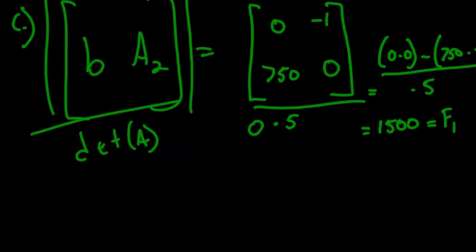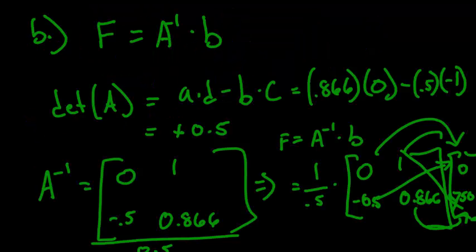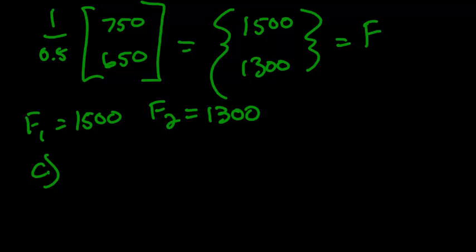And this is the same as what we found on the previous page. F1 is 1,500.